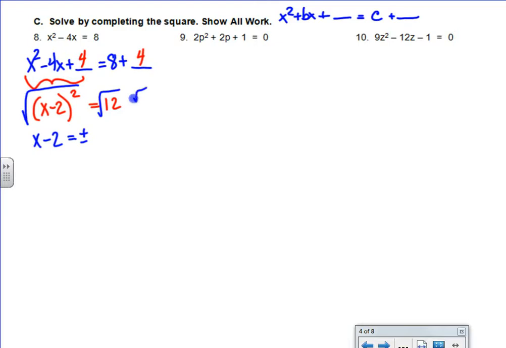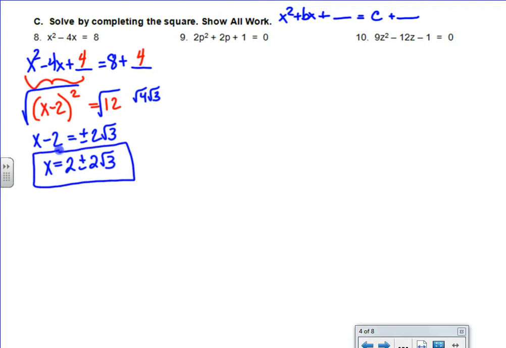So square root of 12 breaks into 4 and 3. So my final answers, I should say, for this question, I'm going to add 2 over, I'm going to get 2 plus and minus 2 square roots of 3. And those are the two answers. Those also happen to be the two answers you would get had you chosen to solve that quadratic through quadratic formula. But no one likes quadratic formula, so I like completing the square.